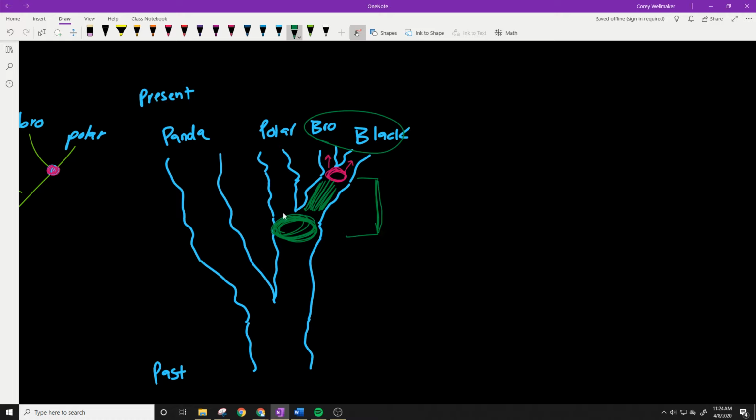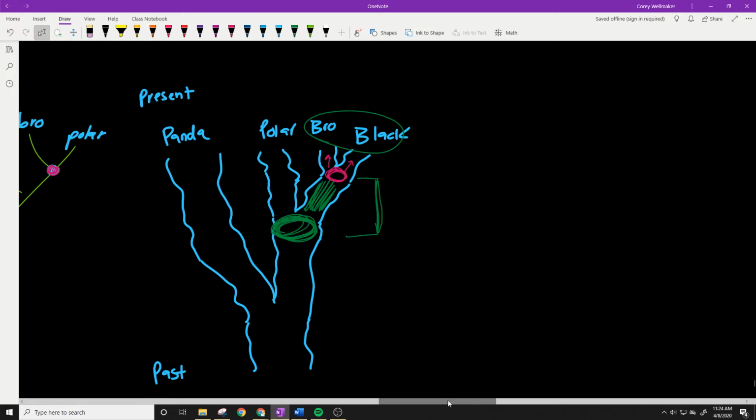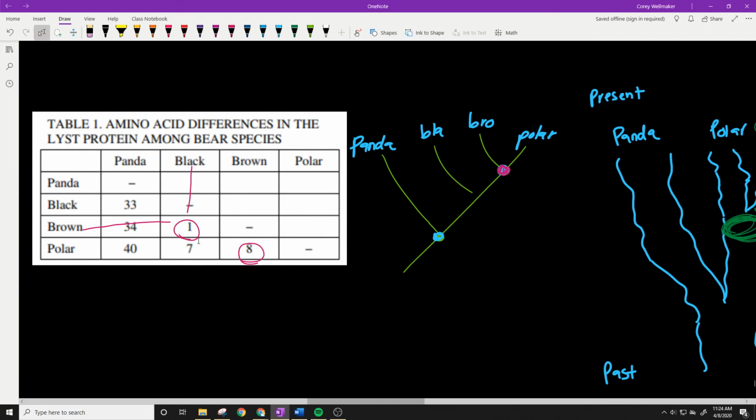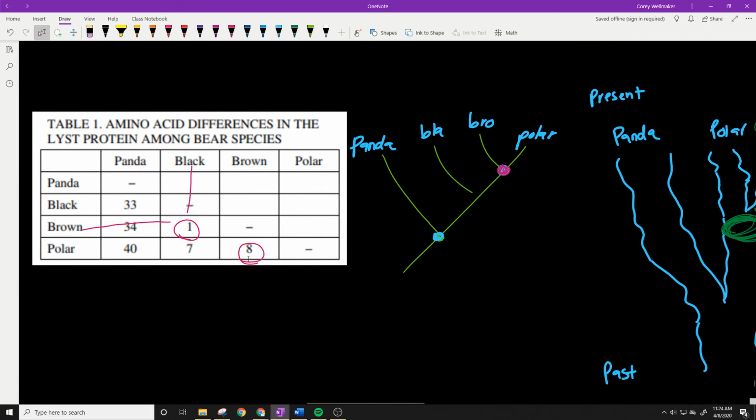And so since more time has passed, since those genetic differences were allowed to begin accumulating between those lineages, we would expect to see more genetic differences. And that's what we see. We see more genetic differences. We see 7 and 8. Is that making sense?